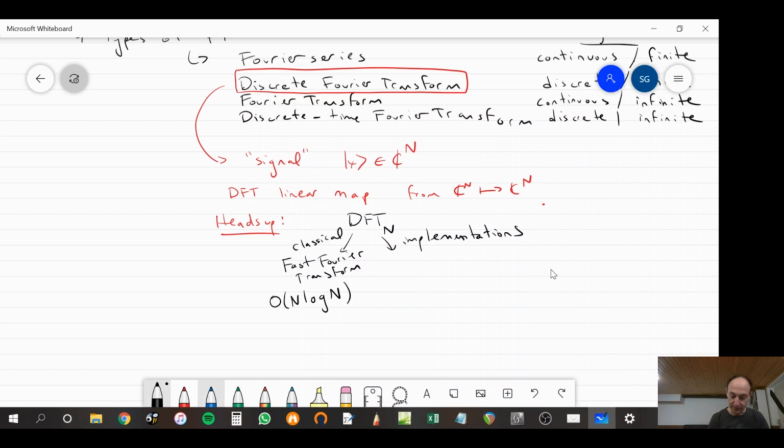And then quantumly, what we're going to focus on is the quantum Fourier transform, which you should just think of as an implementation of the standard DFT up to rescaling. Sorry, this is going to be the QFT_N. This one I'll just call the FFT_N. And the runtime for this thing is going to basically be order polylog n.